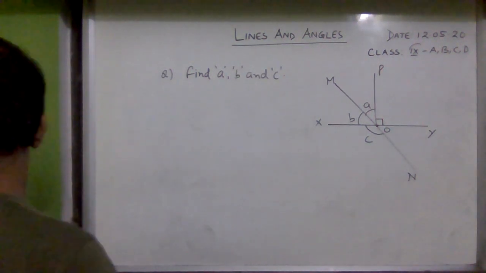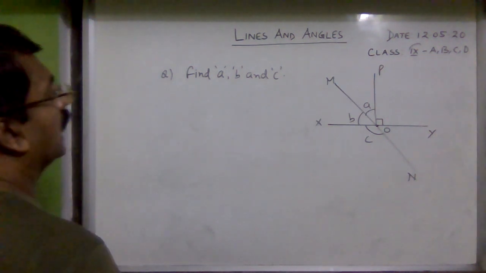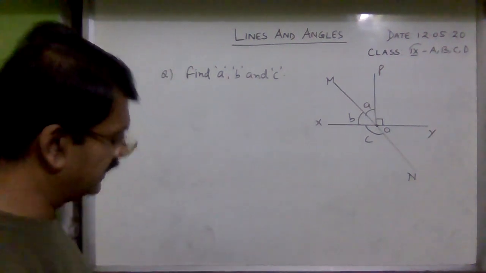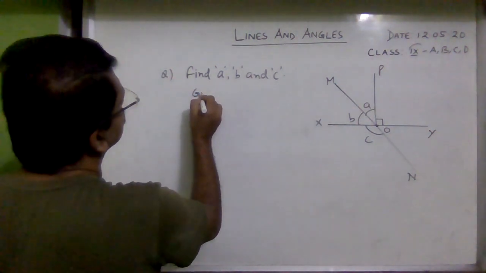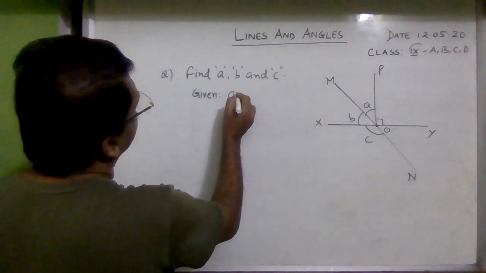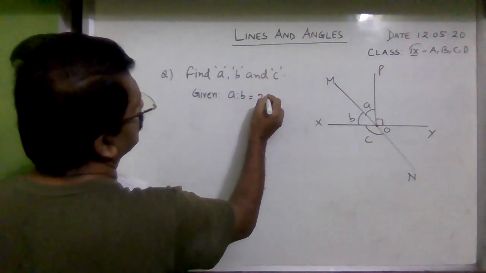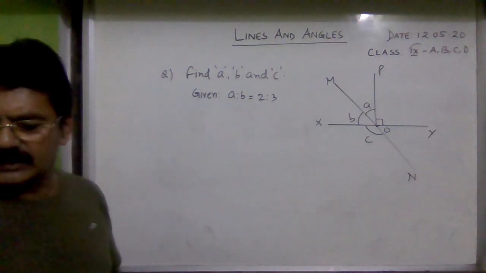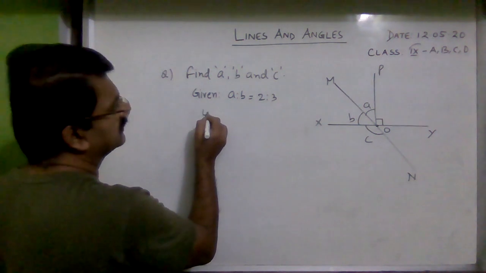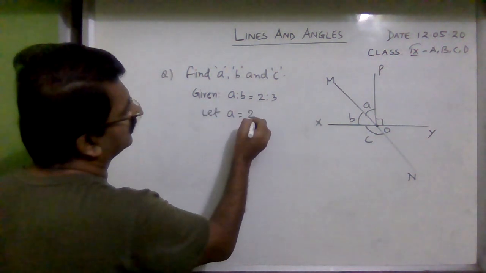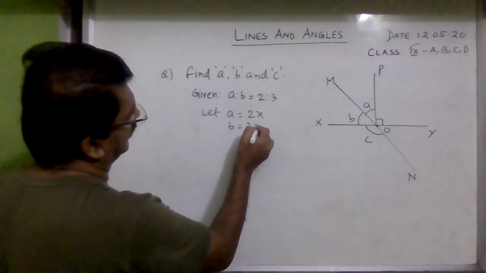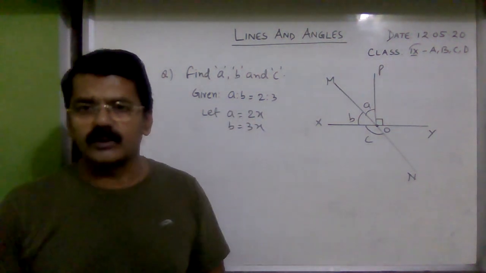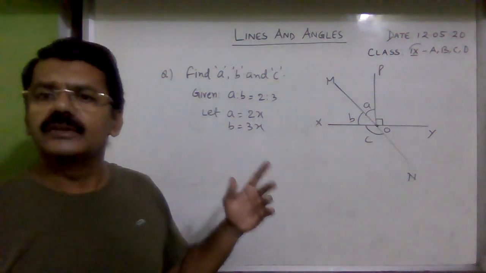Now, first of all, one more condition is given over here, and the condition is that A is to B is equal to 2 is to 3. The ratio of A and B is given. Now see, let A be equal to 2x and B be equal to 3x. As the ratio is given 2 is to 3, we have taken A equal to 2x and B equal to 3x.